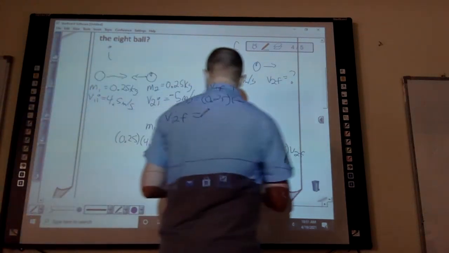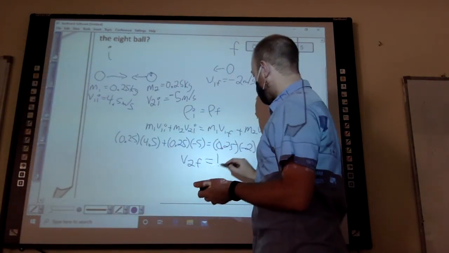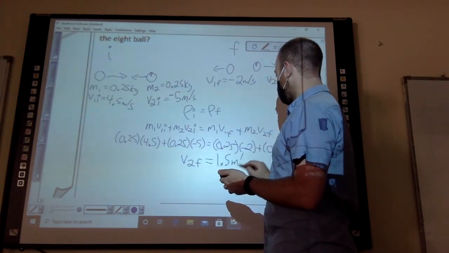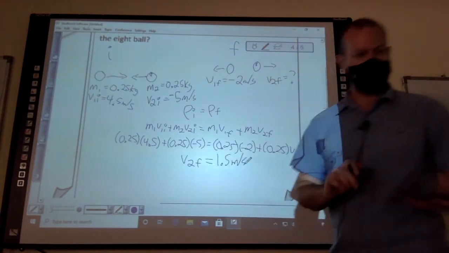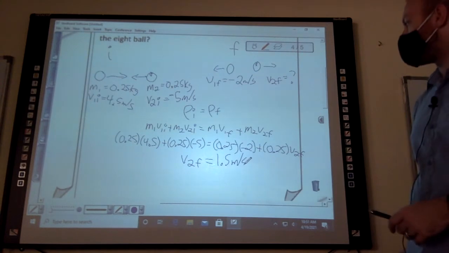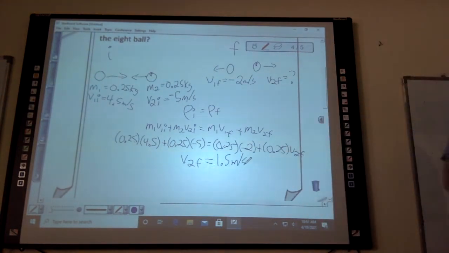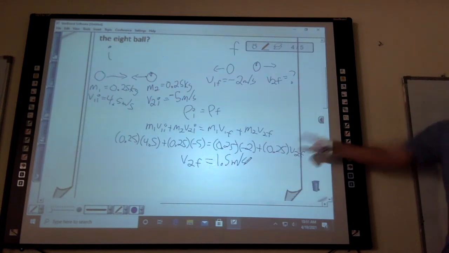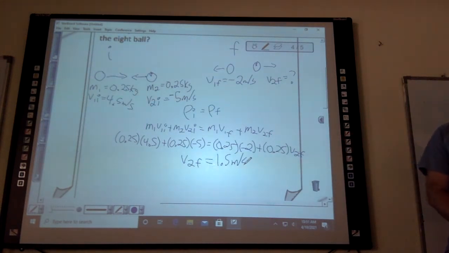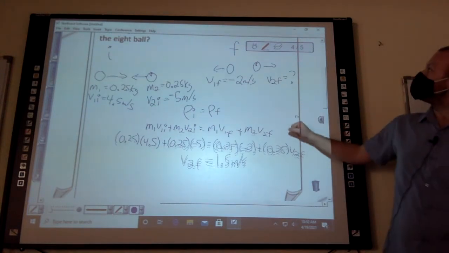And we get, so this is what you would get for your answer. Now, remember I said it doesn't really matter what we assume as direction in the beginning. We're going to base it off what we get in the answer. So in this case, V2F we got as a positive number. So if it's positive, what direction does that indicate? East. It's moving east.